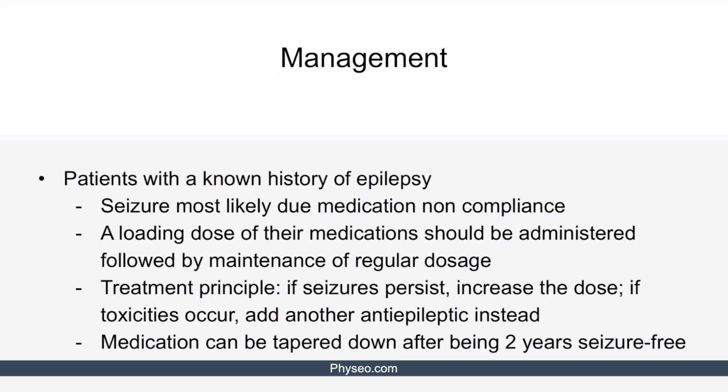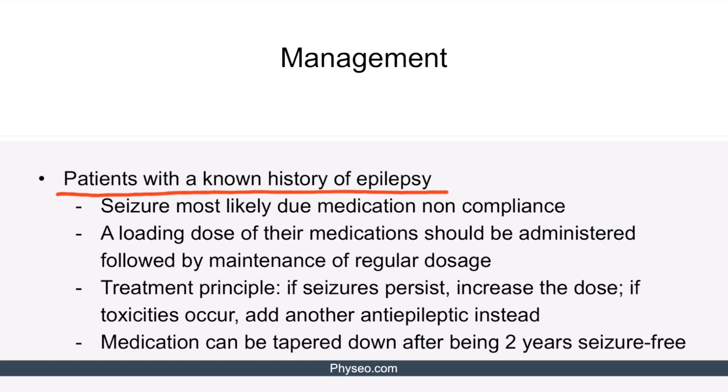Now let's discuss how you would manage a patient who does have a known history of epilepsy. Seizures in this patient group actually occur mostly due to medication noncompliance. So a loading dose of their medication should be administered, followed by maintenance of their regular dosage. And of course, you want to make sure that the medication noncompliance is the issue, and you can get a drug level. So you measure their serum drug level to see if they're in the therapeutic range. So assuming that, then you'd load them up and maintain that regular dosage.